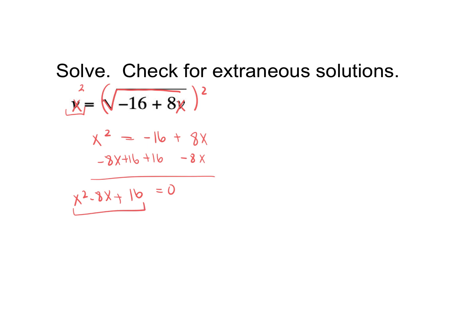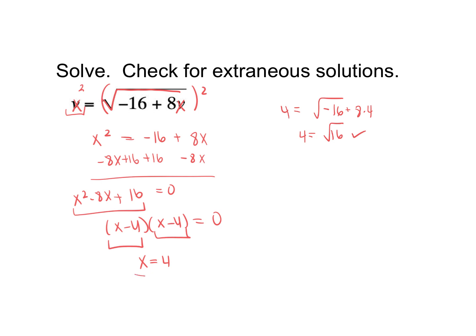And now when I factor this, I get x minus 4, x minus 4. And I'm getting the same answer. I'm getting x equals 4 here and also x equals 4 here. So we just need to make sure that this answer does indeed work. And when I plug it in, I have: does 4 equal negative 16 plus 8 times 4? Negative 16 plus 32 is a positive 16. Square root of 16 does equal 4. So yes, it checks out, my one answer. If it wouldn't, I would just have no solution.